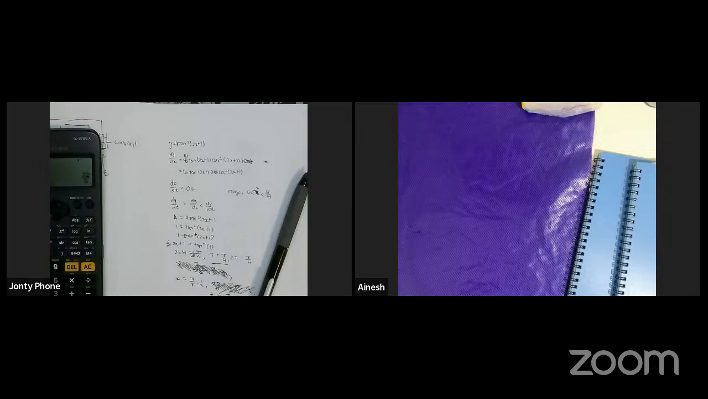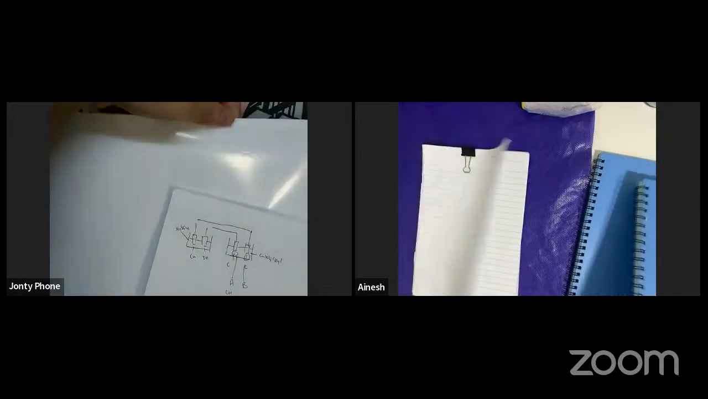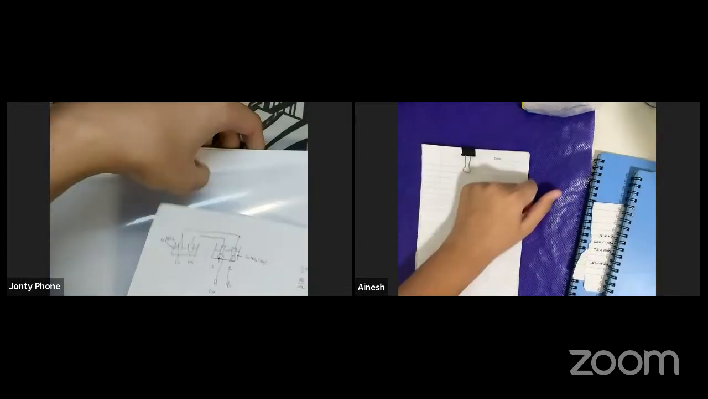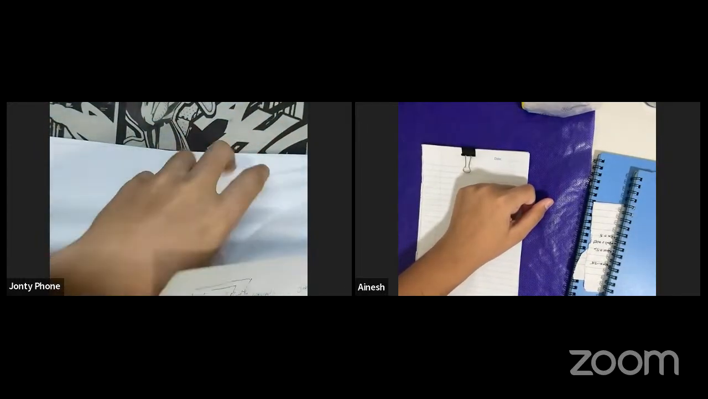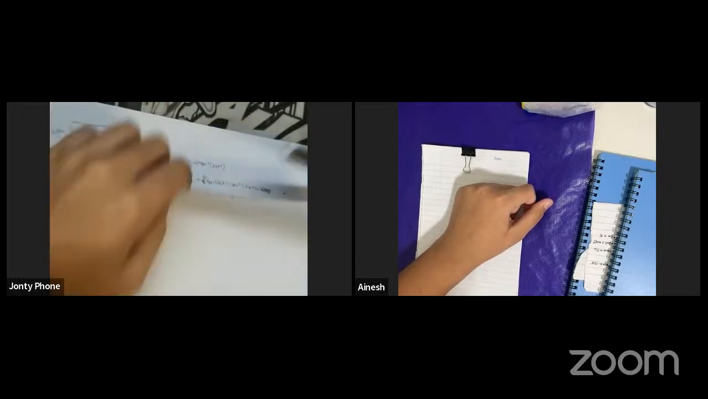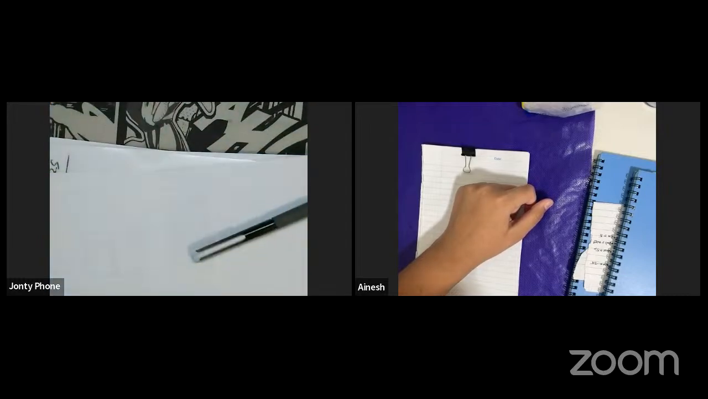Dinesh and Janti, are you in? Two blank pieces of paper. We'll be using it immediately. Let me show you. Very quick intro.